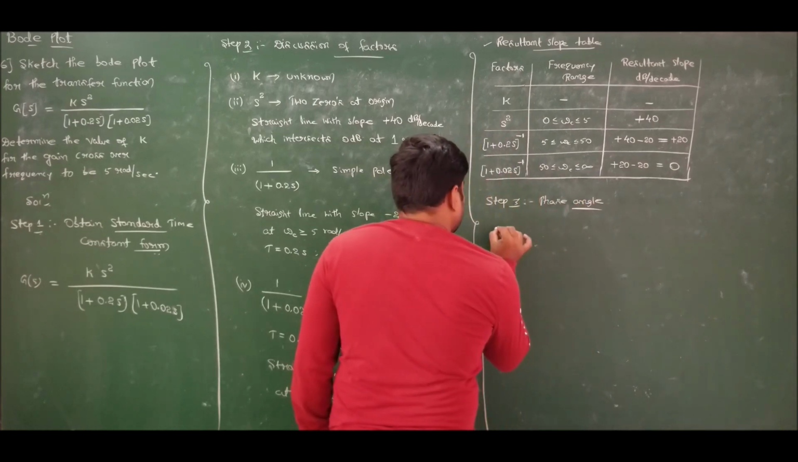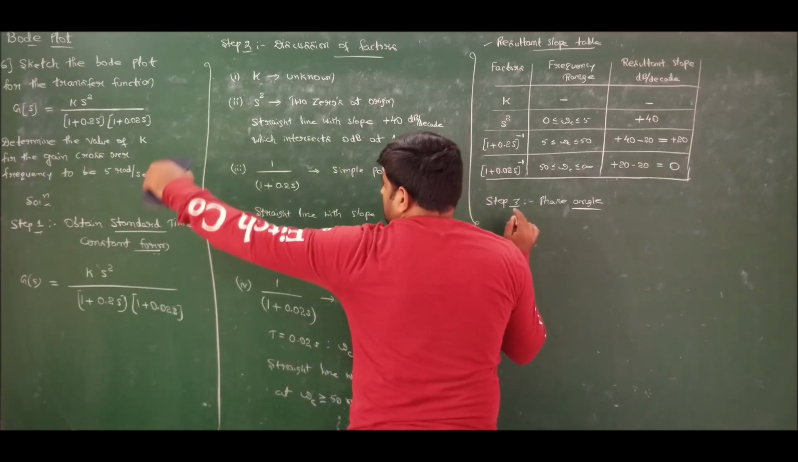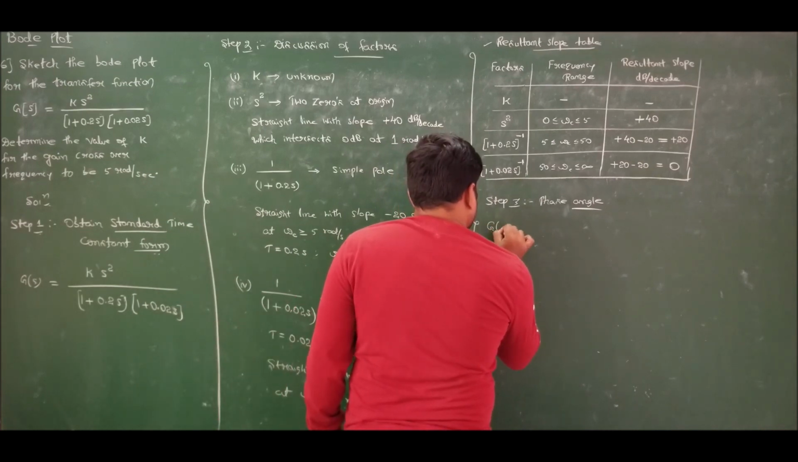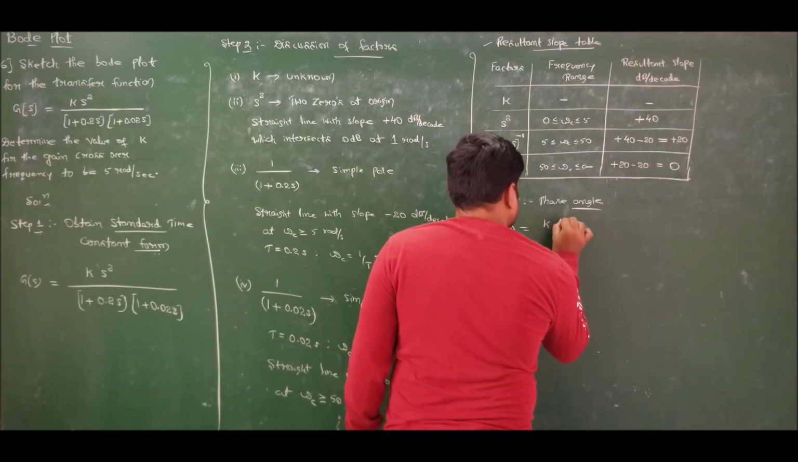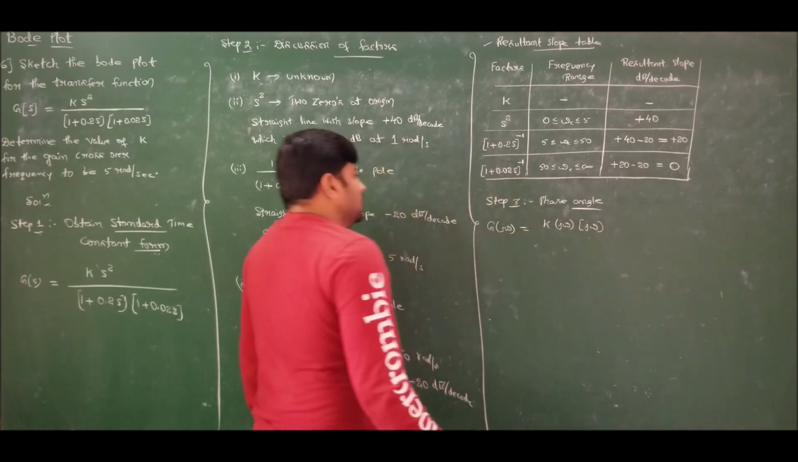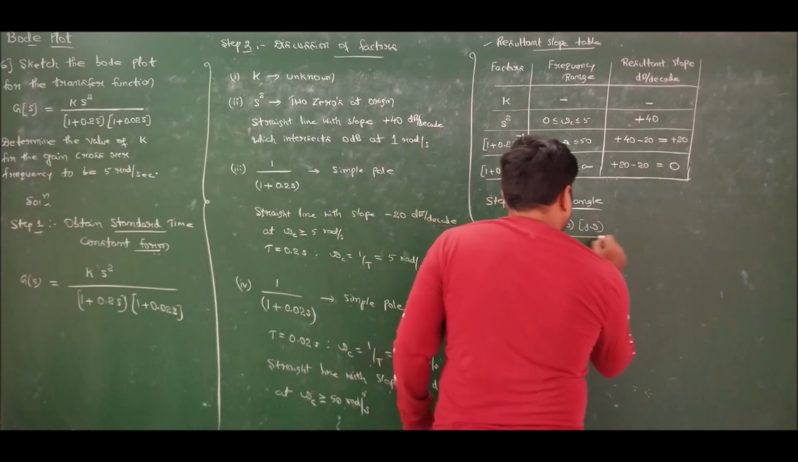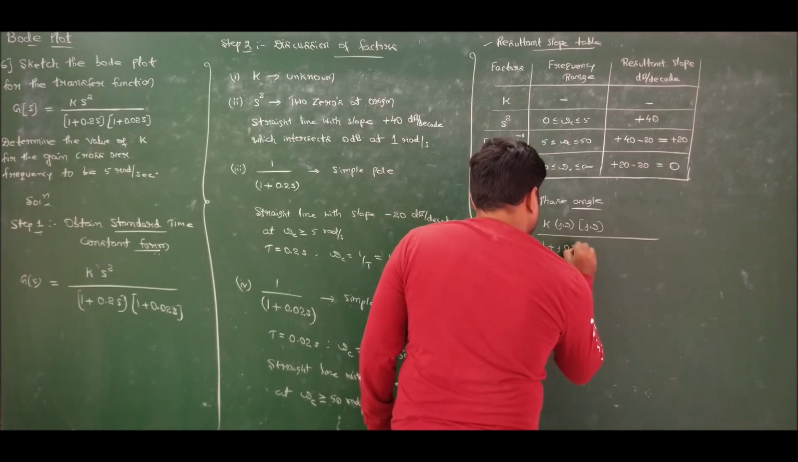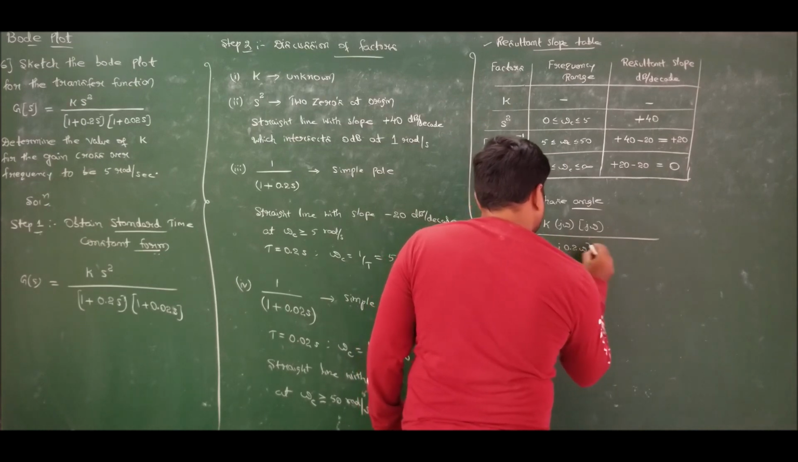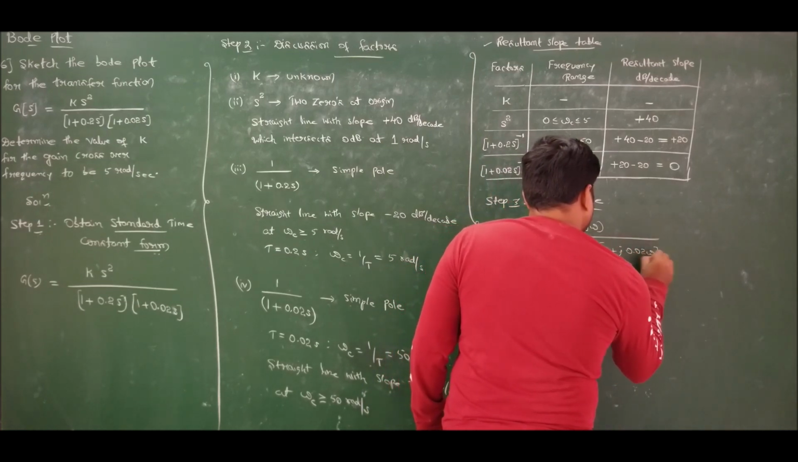Phase angle. Now first let me get the equation. I can get the equation by replacing s by j omega. I get the equation as k times j omega into j omega. This is how we should write it. J omega square should be written like this. Then only we can find what is the angle. Divided by 1 plus j times 0.2 omega into 1 plus j times 0.02 omega.